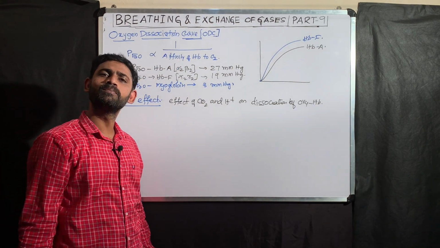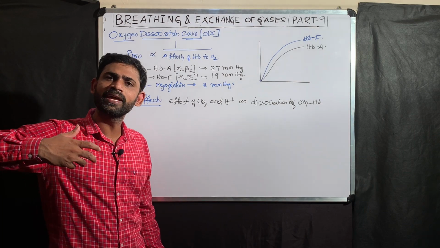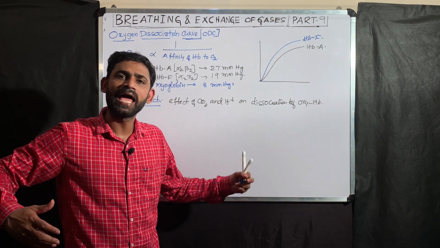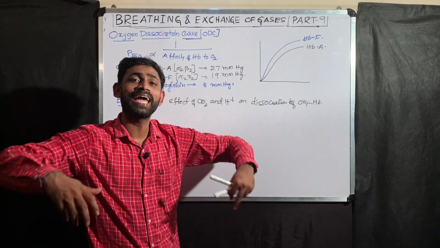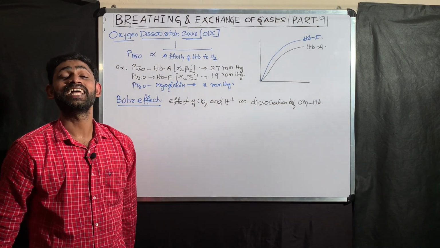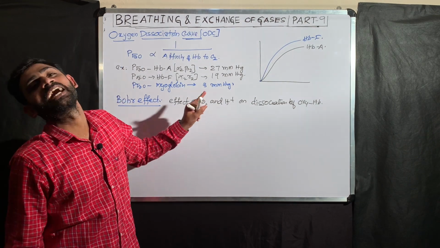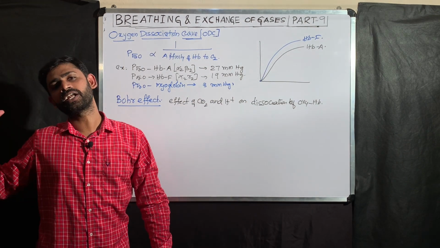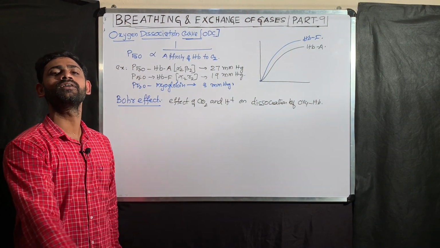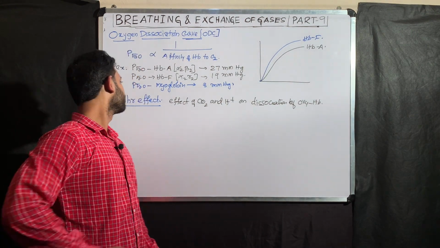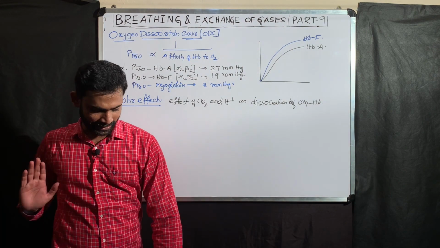What is the importance of the Bohr effect? The Bohr effect explains the availability of more oxygen to the tissues during exercise. That effect is influenced by carbon dioxide. That is the effect of carbon dioxide and H plus ions on the dissociation of oxyhemoglobin. This Bohr effect is important for the NEET exam.